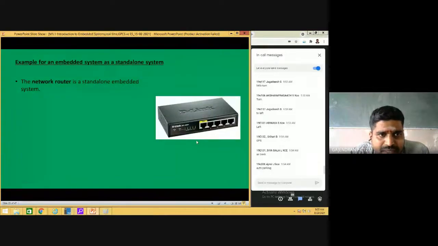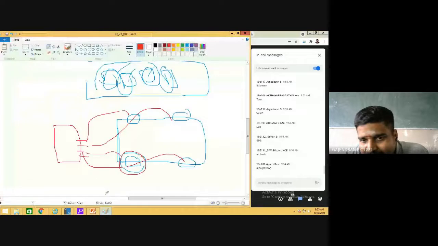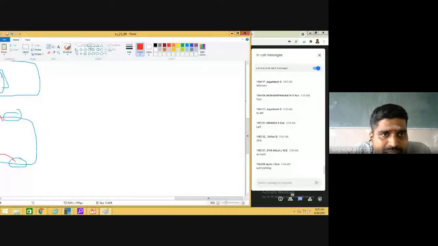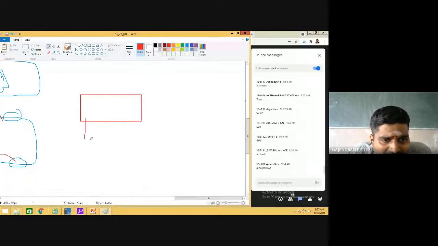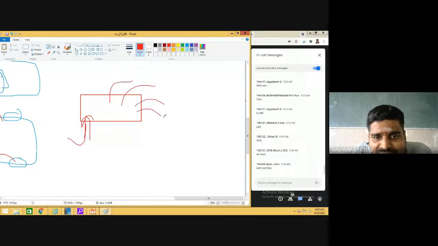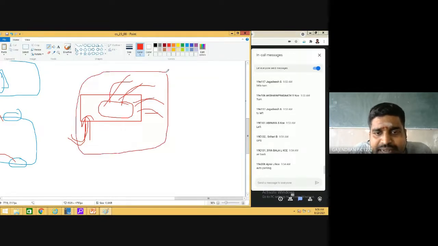What is this? Network router. Nowadays, you know, every home has this router. Not mandatory in every home, but a few homes have it. Am I correct? So the network router, we will look at it. What is the purpose of the network router? The network router will receive input from the LAN connection. Then it will distribute it to the different channels. That's all. So what is the router's work? You just write one algorithm inside it: split the incoming connection and give it out. That's all. It is a standalone embedded system.